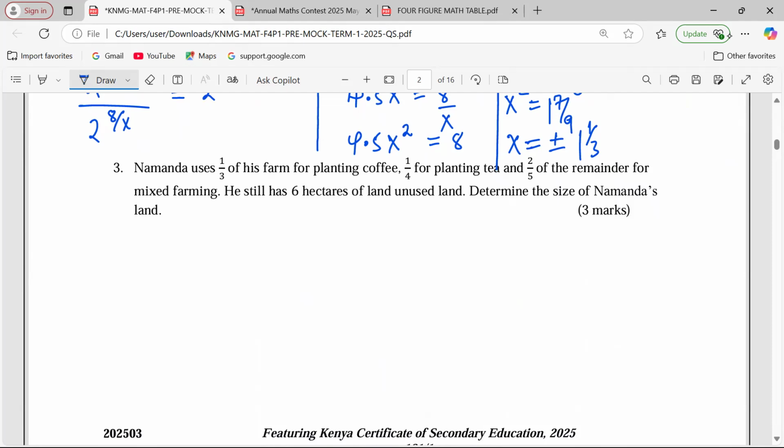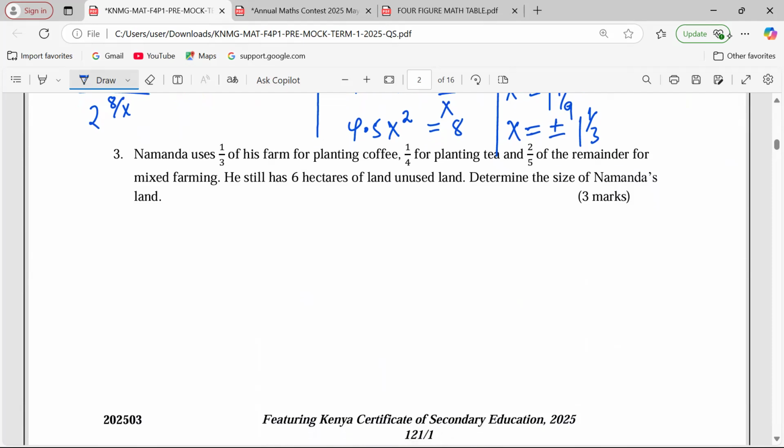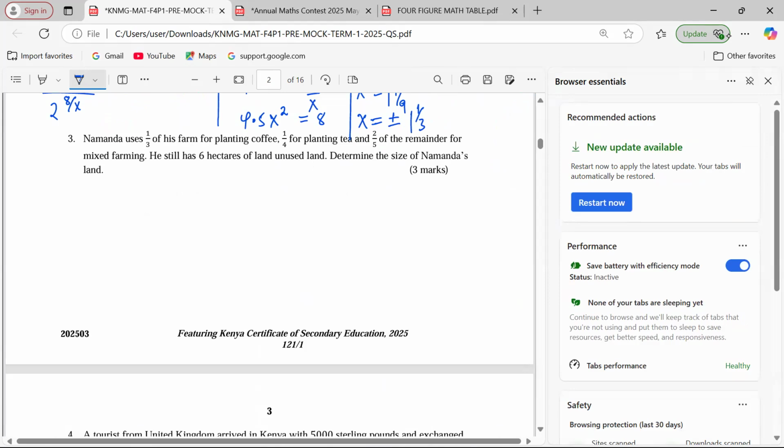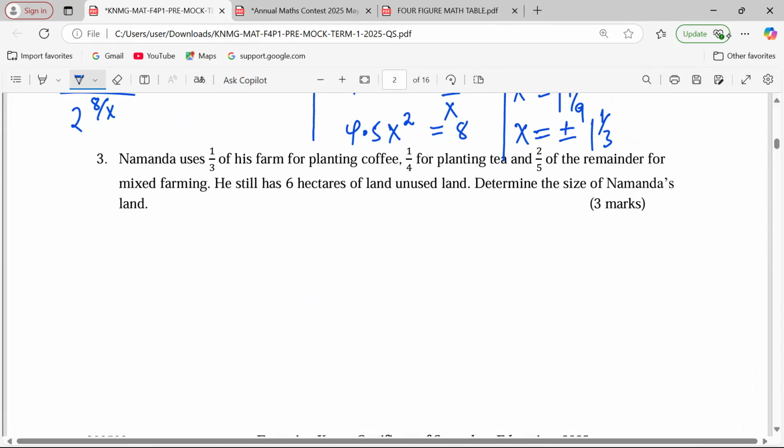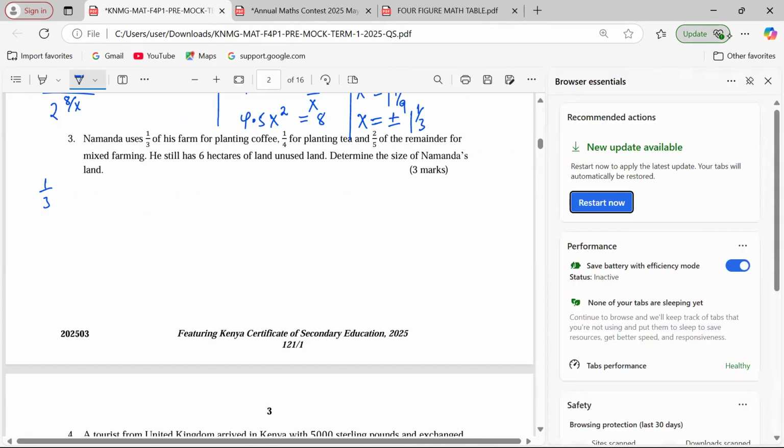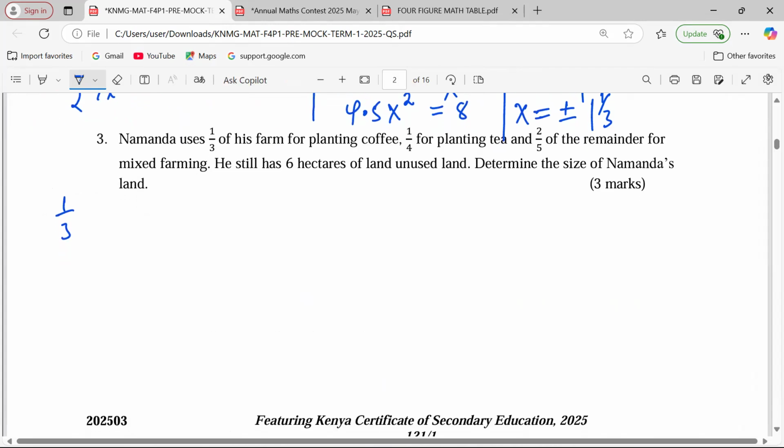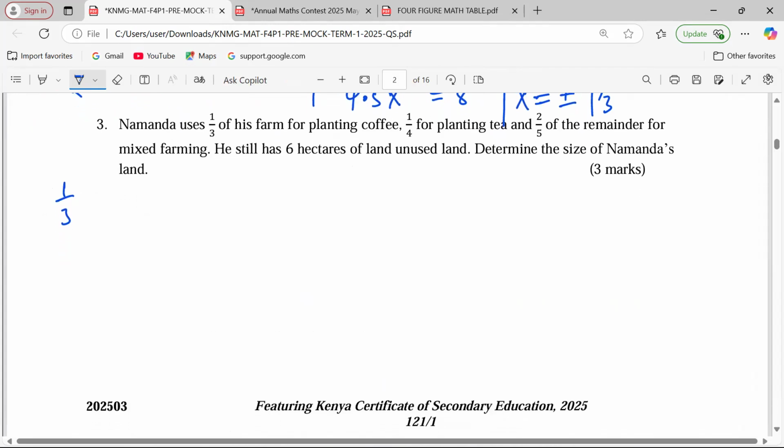Determine the size of Namanda's land. Let's assume that the whole land is x. The whole land is x. So we now talk about a third of x, a third of the land.